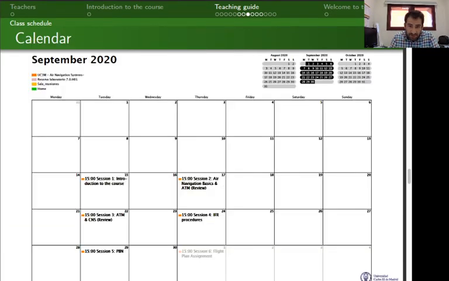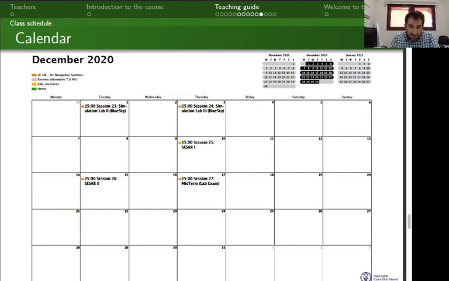Here is the calendar. Needless to say, you have the schedule, Tuesdays, Thursdays, how it goes, session 1, 2, 3, and so on and so forth. We have just one off day, which is here in December the 8th. We still don't know when the exam is going to be, but I understand that it will be in January.